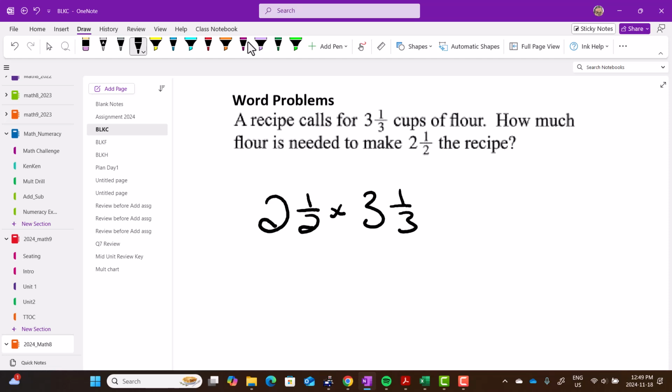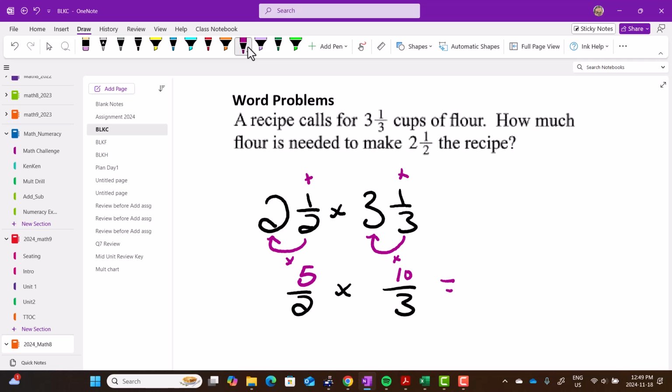So now we convert each of these numbers, right? What should be the numerator for the first fraction? Yes, Timmy? 5, right? We multiply this and add. 2 times 2 is 4. Add the 1, gives us 5. What should the numerator be for the second? 10? Yeah, thank you. 3 times 3 is 9. Add 1, 10. Okay?